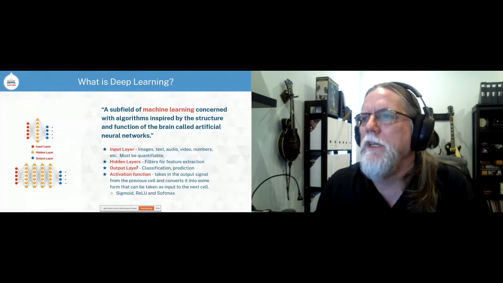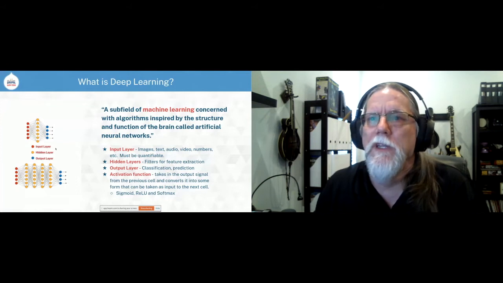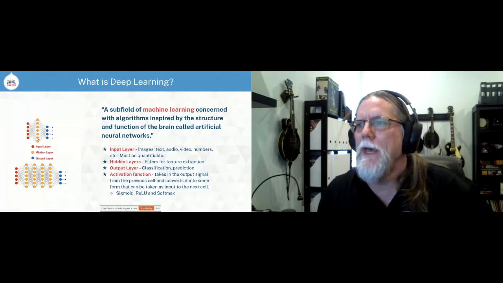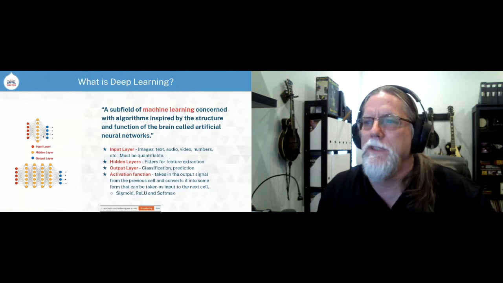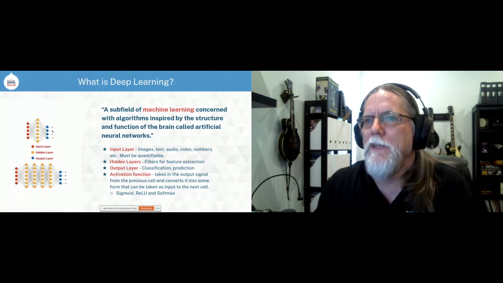The second part is the hidden layers. These are the filters for feature extraction. Each one of these has a function called an activation function, which takes the output signal from the previous cell and converts it to some form that can be taken as input to the next cell. So it's going to perform some function on that, and that's going to be passed on. And then you have the last layer, which is the output layer, which is your classification.